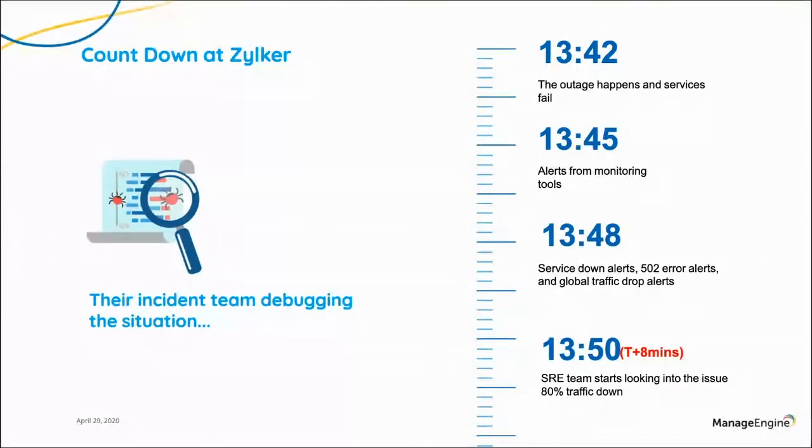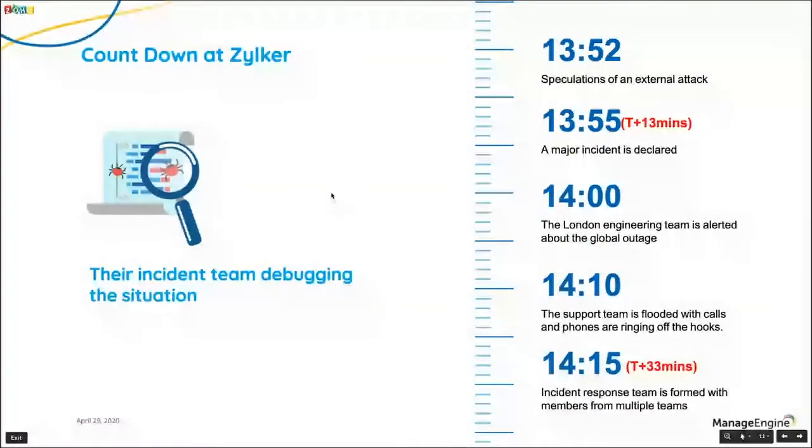an issue happening. The SRE team starts looking at it only at around 1:50 p.m. And by that time, the traffic was almost down by about 80%, right? And at around 1:52, there were speculations of an external attack. And 13 minutes after the initial occurrence, Zilker team declares that this is a major incident, right?